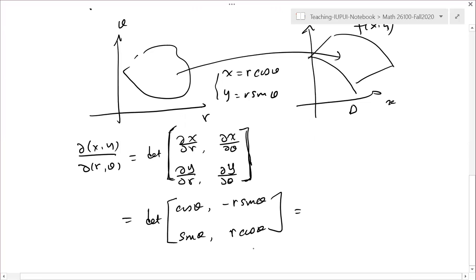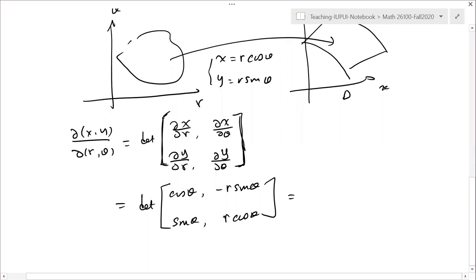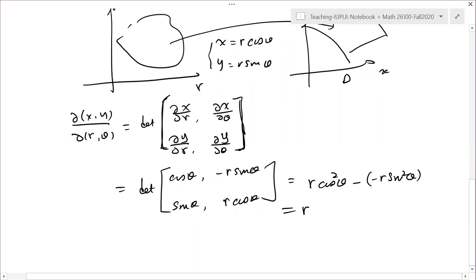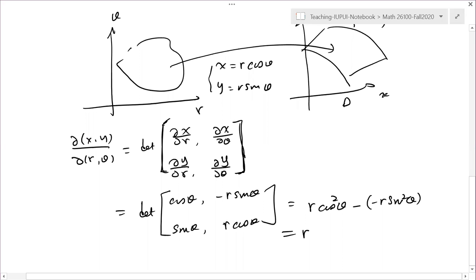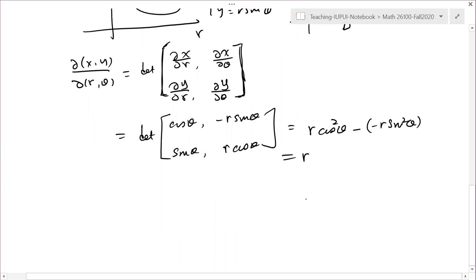When you compute the determinant, you get r cosine squared theta minus negative r sine squared theta. So you end up with r, because cosine squared theta plus sine squared theta equals 1. That's all we need, based on the above.